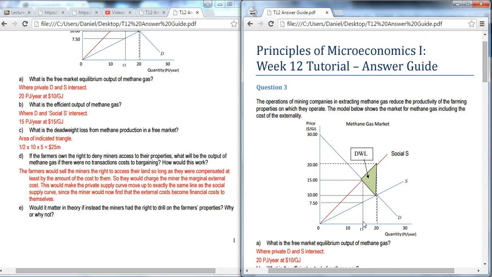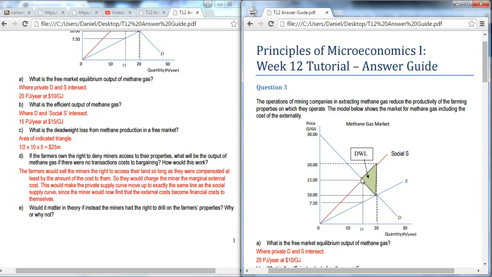So at this point here, at the socially efficient quantity of 15 petajoules per year, the cost to the farmers is $15 a gigajoule minus $7.50. That's $7.50 is the cost to the farmers. The cost to the miners is also $7.50, right? So at that price there, the miners are going to get $15 per gigajoule from selling it, and they're going to have costs of $15 per gigajoule as well: $7.50 of their own costs and $7.50 to pay the farmers. Anything more than that, the cost to the farmers and the miners together is going to be higher than the amount of money the miner could receive.